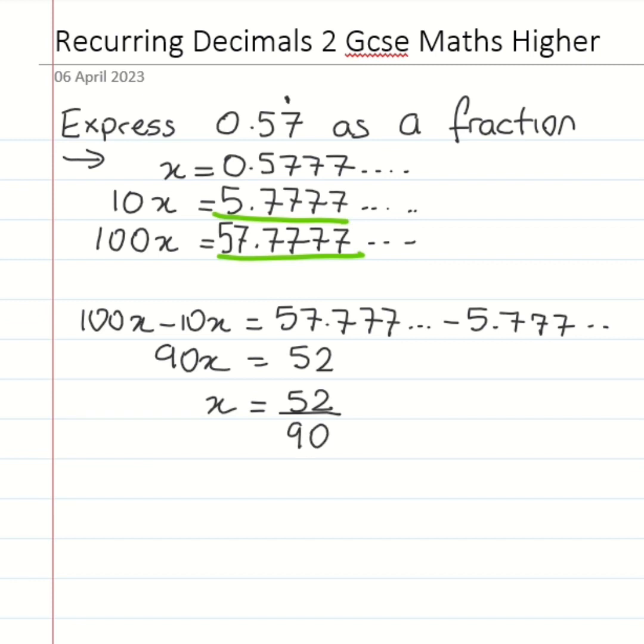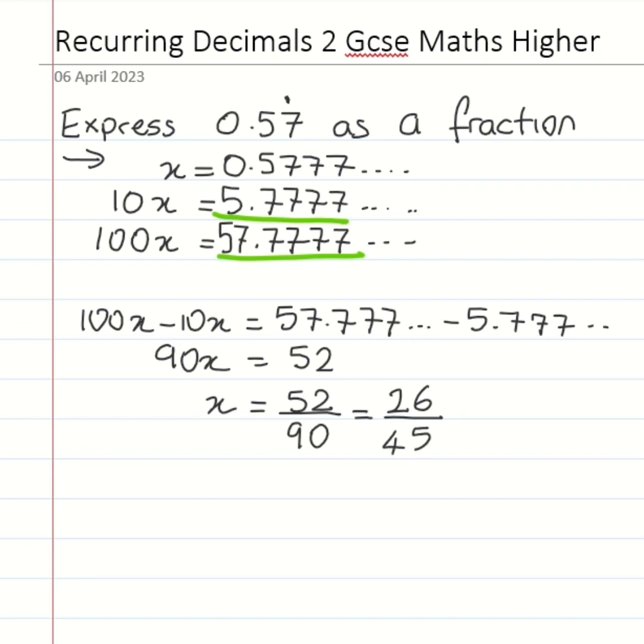Majority of the time, they would expect the result in its simplest form, so I should be simplifying this fraction as much as I can. Now, since these are both even numbers, I'm going to divide top and bottom by 2. If I divide this number by 2, I would get 26. If I divide 90 by 2, I would have 45.